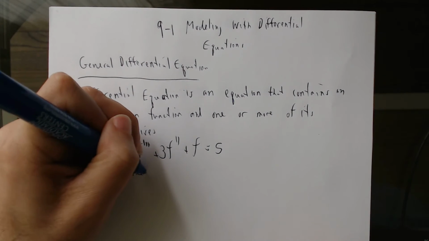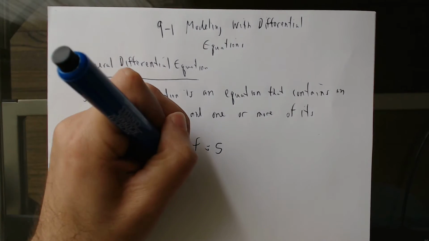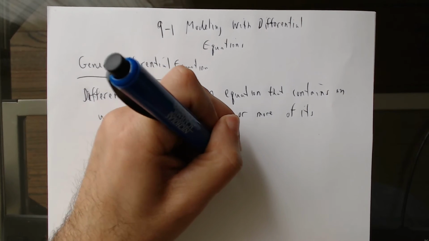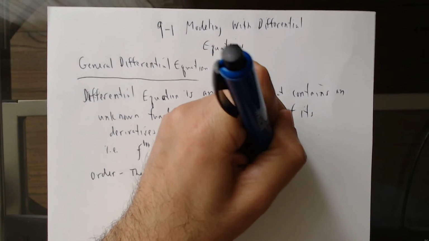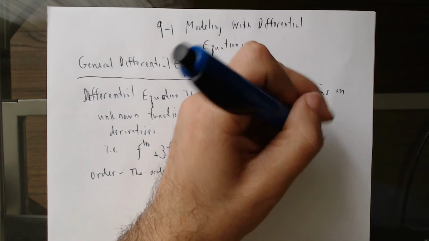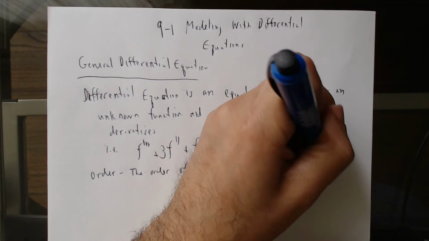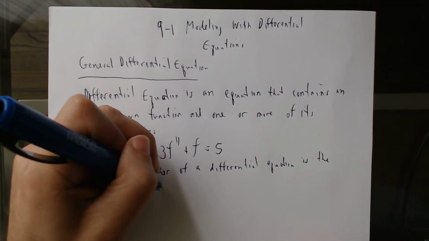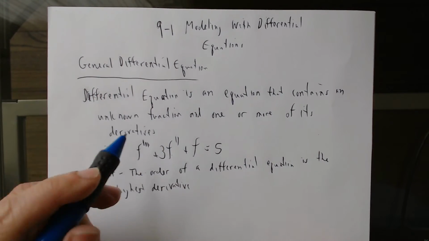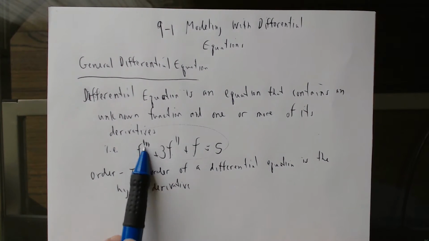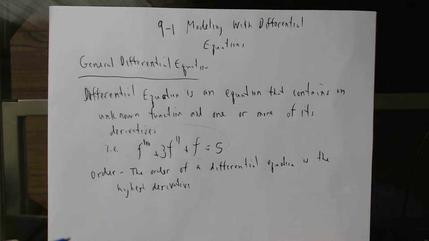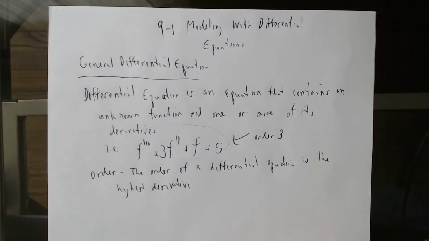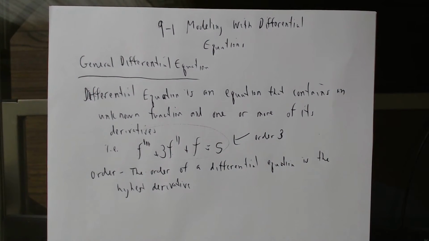So let's talk about the order. The order of a differential equation is the highest derivative. So for example, in the example I gave you above, the order is 3 because the triple prime is the highest derivative we have. So this has order 3.